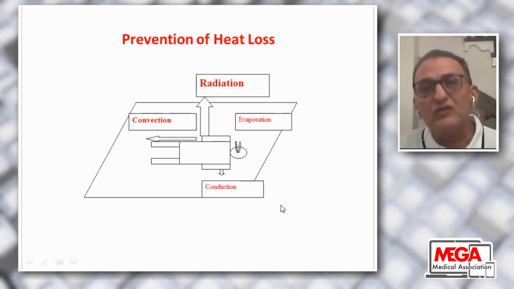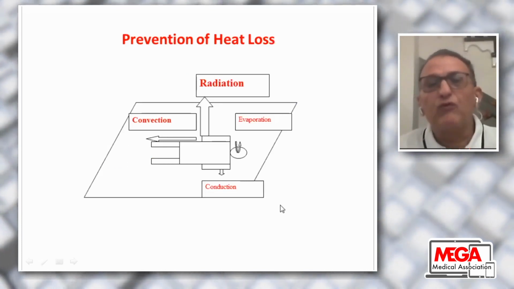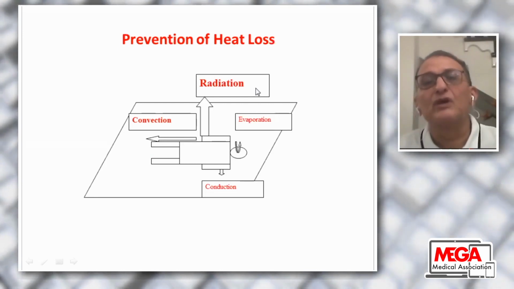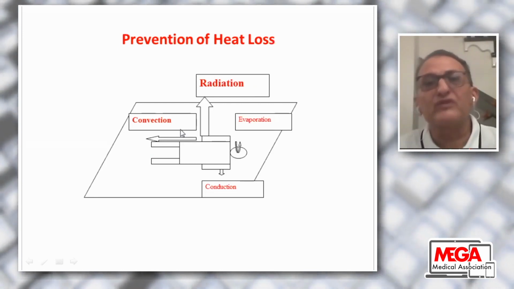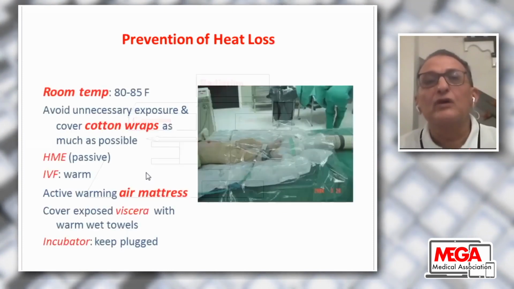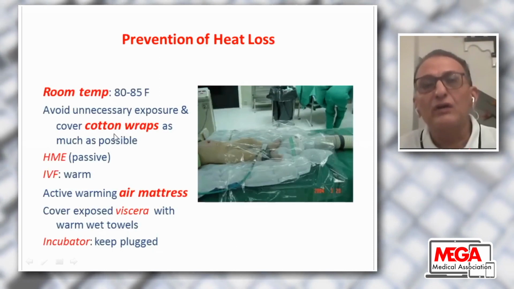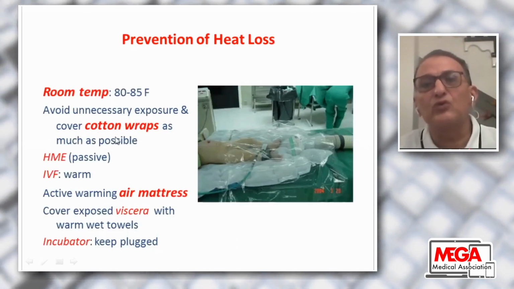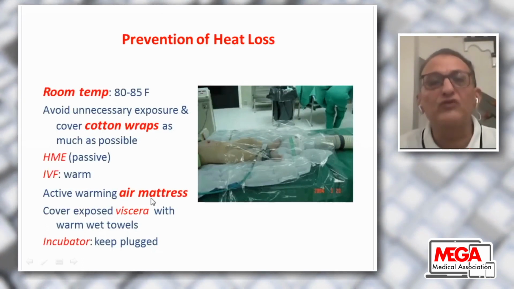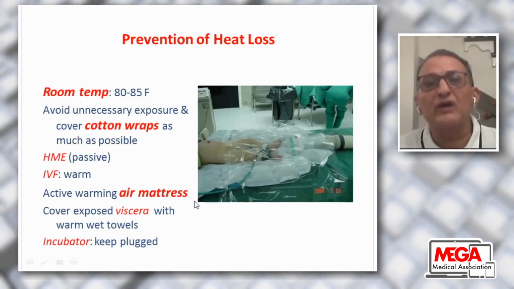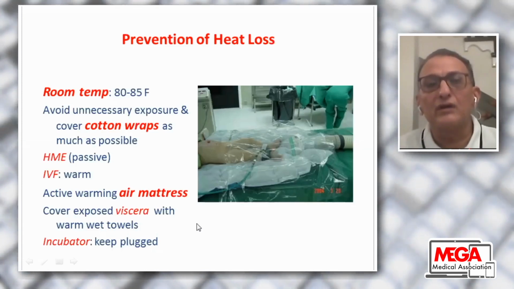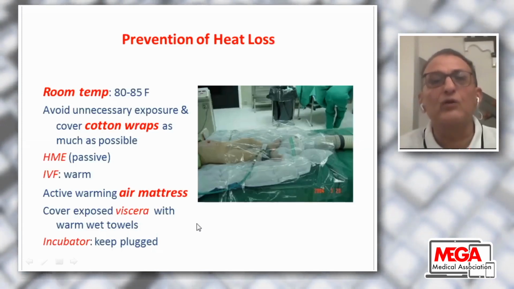They lose heat by 4 ways. The most important is by radiation, which accounts for about 60%. Second is by convection. So it is important to keep the room temperature high, to wrap, to do cotton wraps around the limbs, and of course keeping an air warming mattress, which is the most effective air warming way in the OR.